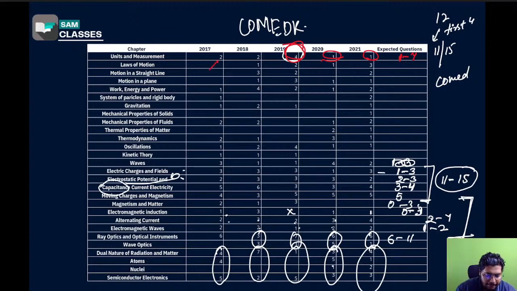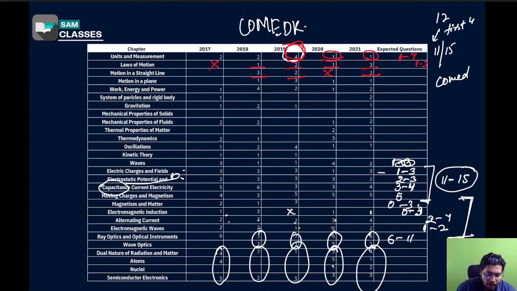Laws of motion. Nil. 1, 2, 1, 3. So same thing. 1, 2, 3 you can get. Straight line 3, 2, nil, 2. So you can see what it is? Not a single question also. You can see 2 questions also.